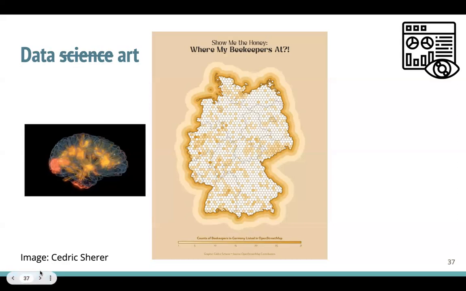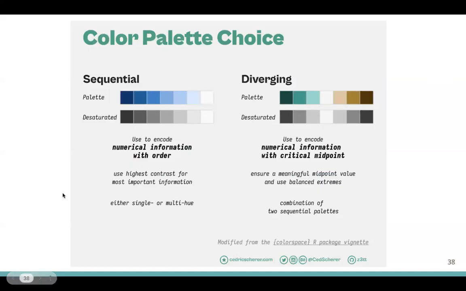Even if we may not be able to achieve all of these things from the get-go, there are some very basic principles we can keep in mind, such as your color palette choice. Realizing when to use sequential palettes and when to use diverging palettes is very important. Both of them are used to convey numerical information, right? Information which, when your data is in the form of numbers, is typically quantitative data, and there is an order to the data. So in both cases, but what's the difference between them?